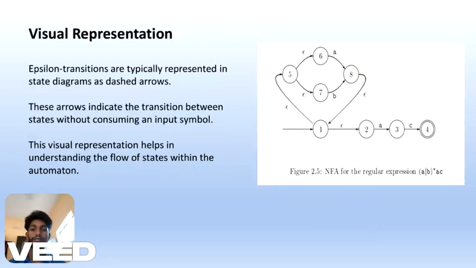Visual representation. Epsilon transitions are typically represented in state diagrams as dashed arrows. This visual representation helps in understanding the flow of states within the automaton. In the context of automata theory, epsilon transitions are transitions in a non-deterministic finite automaton where the automaton can move from one state to another without consuming the input symbol. The key points of visual representation are graphical representation, purposes, and behavior.